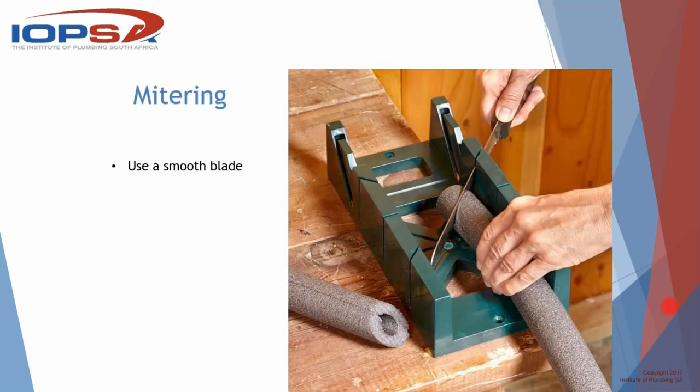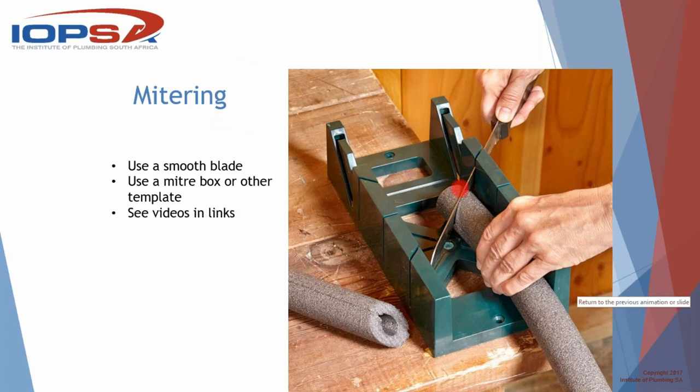Okay, the best way to cut this kind of lagging. Now, don't look at the type of lagging that is in this picture, because it's not the correct type. We all know that. This will never be R1 rated. But I just wanted to illustrate that if you struggle a little bit with angles by eye, you can use a miter box. Nothing preventing you from that.